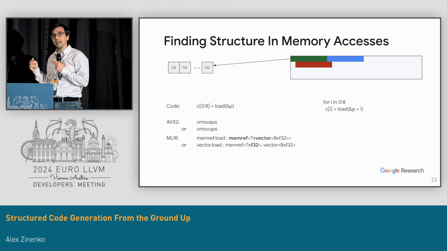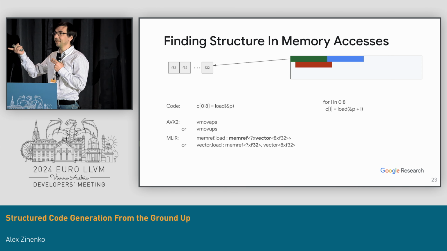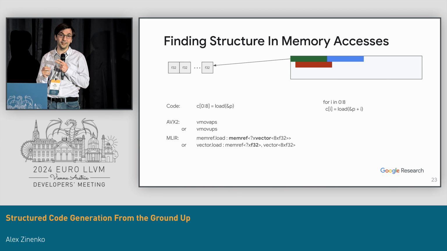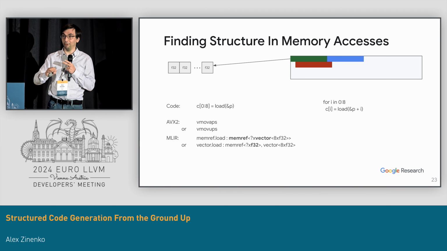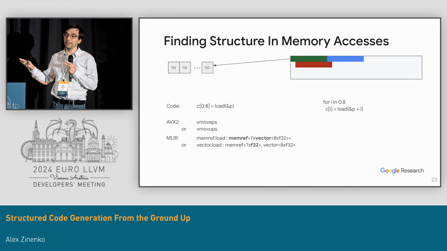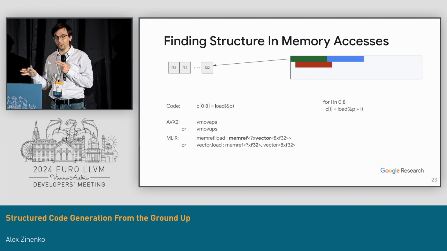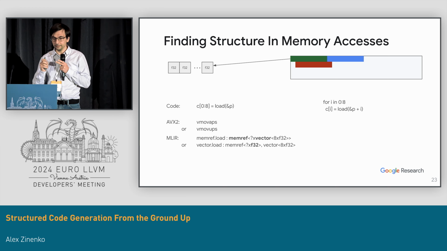And again, fair enough, we have an aligned and unaligned read as an assembly instruction on x86, for example. We actually have several ways of representing that in MLIR. I'm not very happy about that, but we do. So we have like a memref load and a vector load.